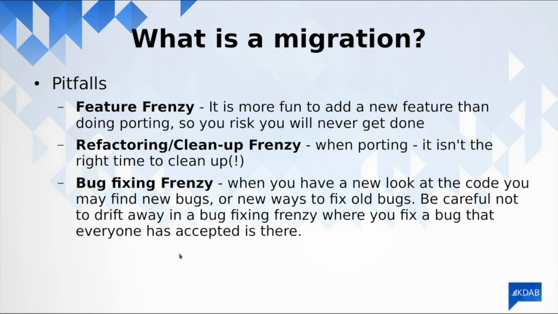There are, however, some pitfalls when doing migrations. Engineers need to ensure they're not starting to add little tweaks during the port instead of really just porting code, a problem we call feature frenzy. Similarly, you need to make sure you don't clean up code during the port. You might accidentally remove important parts of the code, a problem we call refactoring or cleanup frenzy. And last but not least, don't sneak in little bug fixes during the port. You might create an even bigger regression, a problem we call bug fixing frenzy.